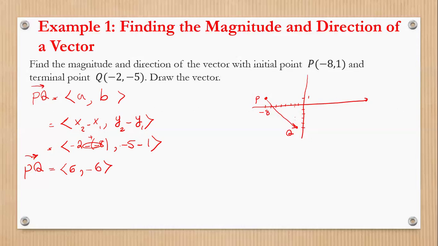And if I want to graph this vector, the vector always starts from the origin. So the vector 6 and -6 starting from the origin. So 6 is along the x-axis, 1, 2, 3, 4, 5, 6. -6 is along the y-axis, and that's my vector PQ if I want to graph it.